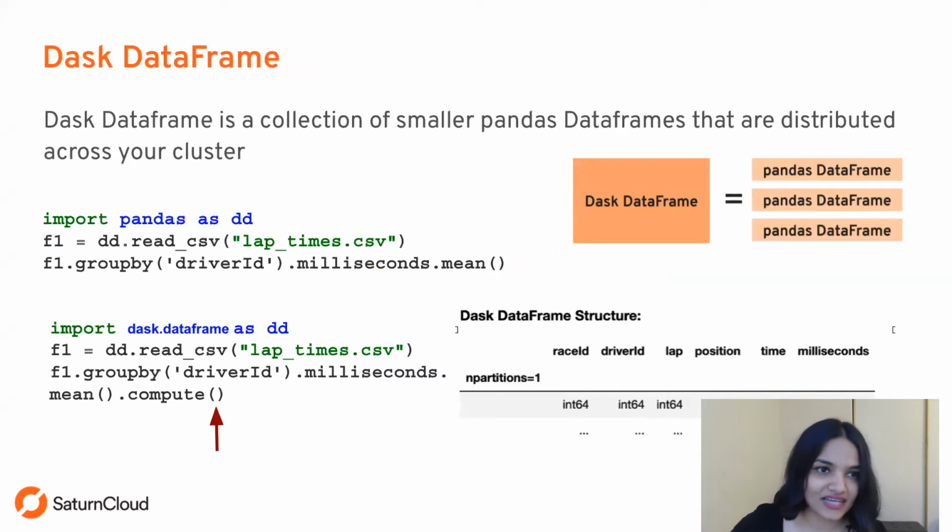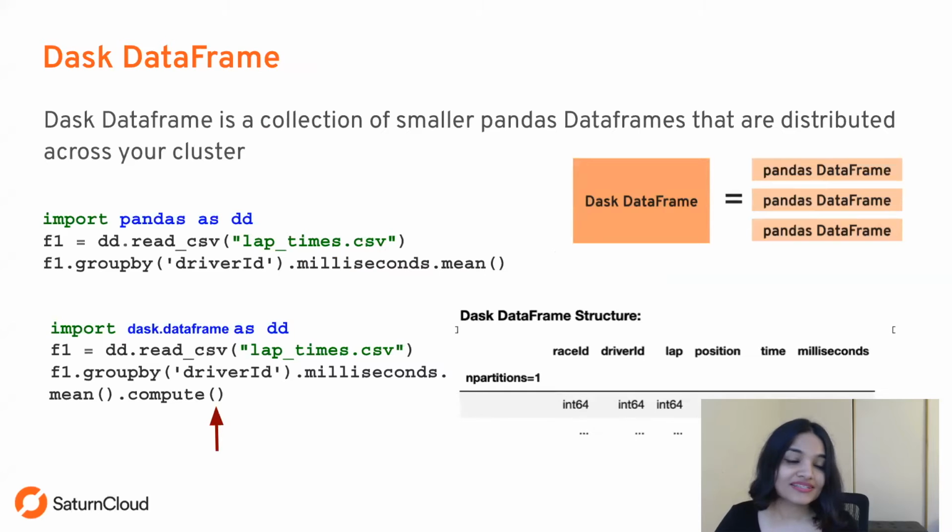So the first one is Dask DataFrames. Dask DataFrames can be thought of like a bunch of Pandas data frames. Just the way you see in the diagram, there is one Dask data frame and it is made up of 3 Pandas data frames. Let's look at the code here to understand this more. So I have a single node code here and I have a code in Dask. In the single node code, I'm importing Pandas and I'm reading a CSV file. Then I'm using a group by function and mean function to find what is the mean lap time for each driver. Now let's look at the Dask data frame code.